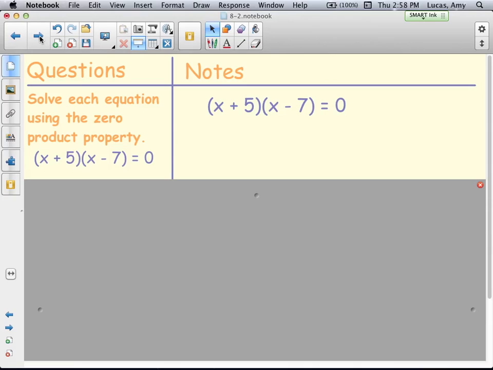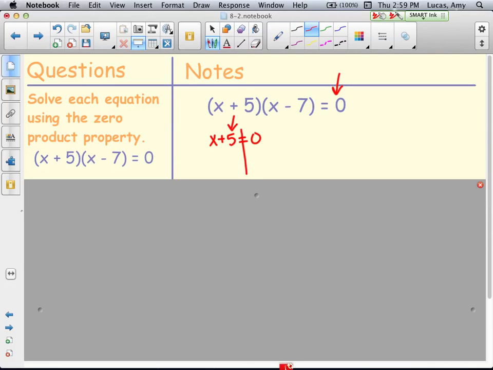Okay, now last we're going to do the zero product property. Remember that we said if you multiply two things together and you get an answer of 0, one of the things you were multiplying has to equal 0. So if this one equals 0, what is x? If I subtract 5, x equals -5. What if this one equals 0? X minus 7 equals 0 instead. If I add 7, x equals 7. So these are the two options. Either x has to equal -5 or x equals 7, or both, in order to get a product of 0.